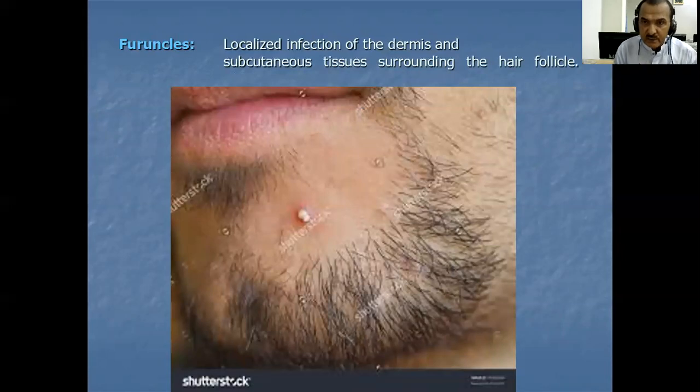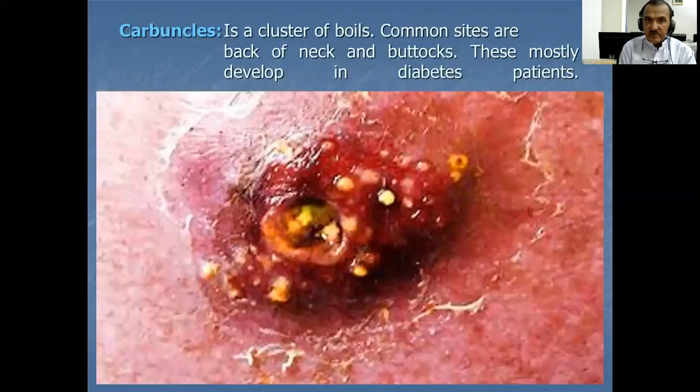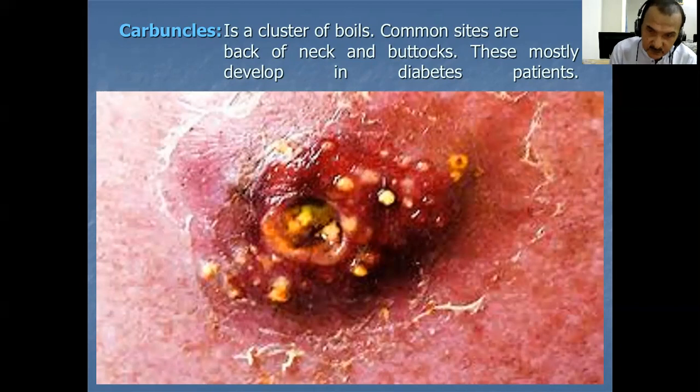Furuncles: localized infection of the dermis and subcutaneous tissue surrounding the hair follicle. Clear cut. This is showing the type containing pus. Next, please. Carbuncles: a cluster of boils, common sites are the back of the neck and the buttocks. These mostly develop in diabetic patients. So carbuncle is a main clinical manifestation which occurs in diabetic patients.